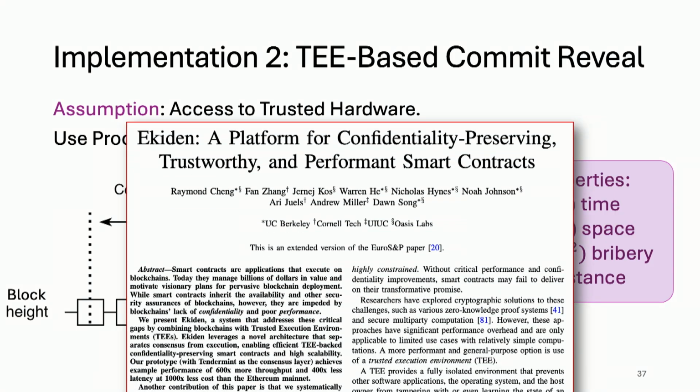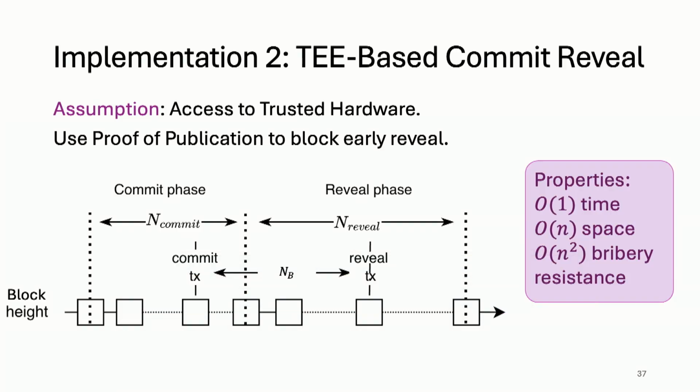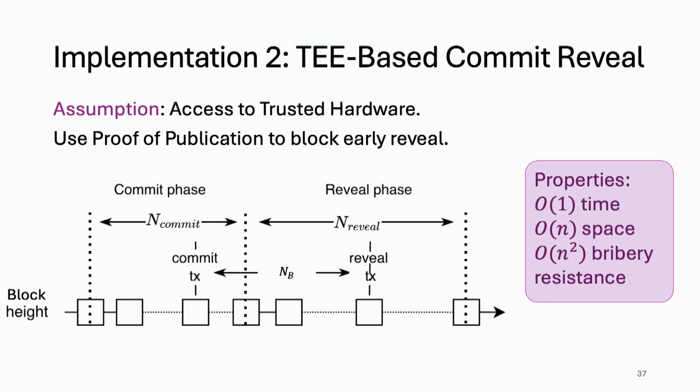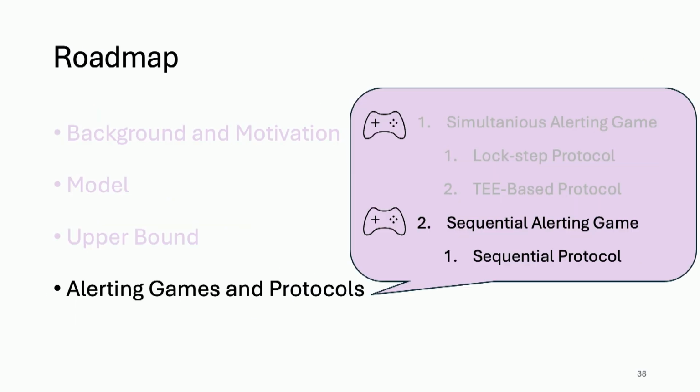And to do that, we use the primitive of proof of publication from this very nice paper called Ittay. And again, this protocol runs in constant time because we just have to wait for the 2 periods to elapse. We do require linear space on the blockchain, but again, we have the quadratic bribery resistance that we wanted. So this was the simultaneous games implementation. And we worked really, really hard to achieve this simultaneity property that the game required.